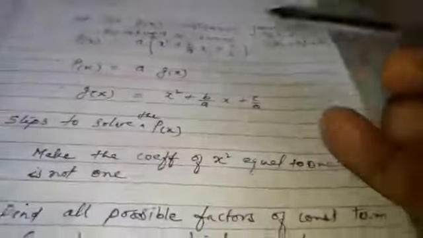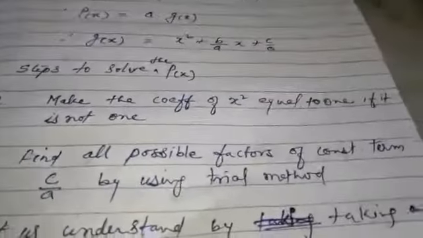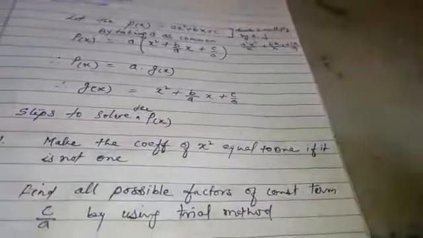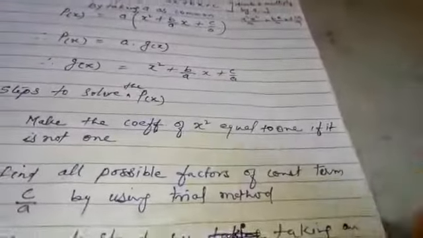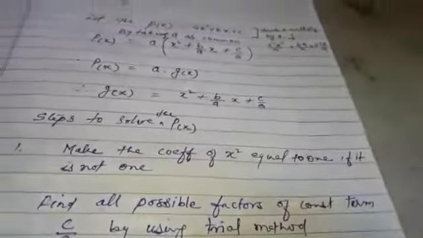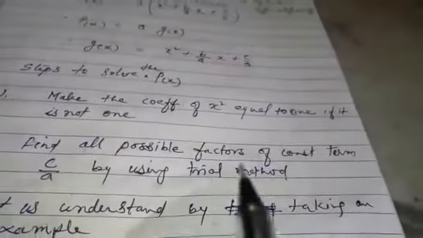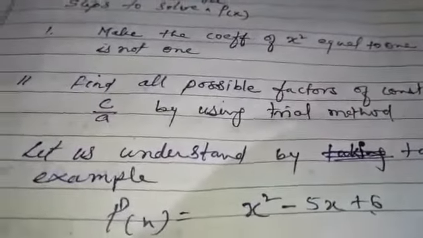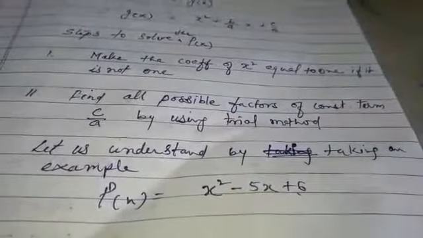How can we solve this? We will use some steps to find the factors of the quadratic polynomial. First of all, we take this polynomial ax square plus bx plus c and make the coefficient of x square equal to 1. If it is not equal to 1, then we make it 1, or if it is already 1, then it will remain as it is. Now find all possible factors of the constant term c upon a by using the trial and error method. Now let us understand by taking one example.